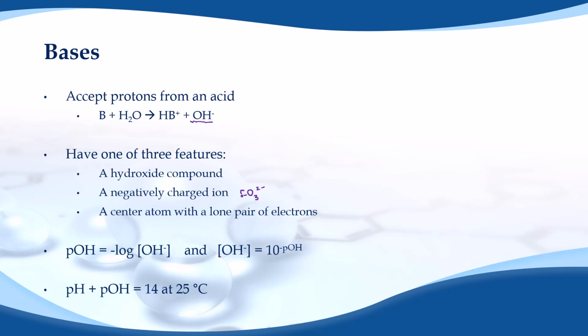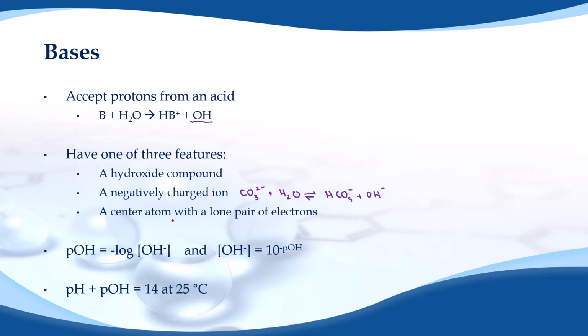CO3 2- is a negatively charged ion, because when I react it with water, what it's going to do, and this is actually a weak base, so I'm going to draw the equilibrium arrow, when this reacts with water, it's going to form HCO3- plus hydroxide. Right? So charged things can accept protons if they're negative.